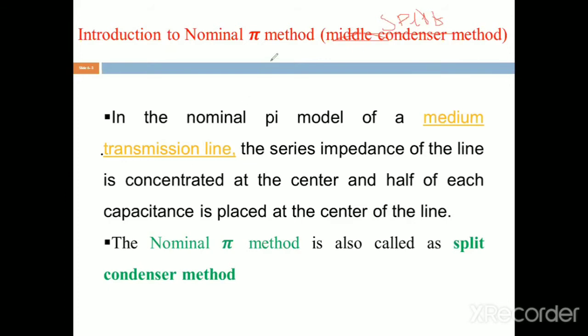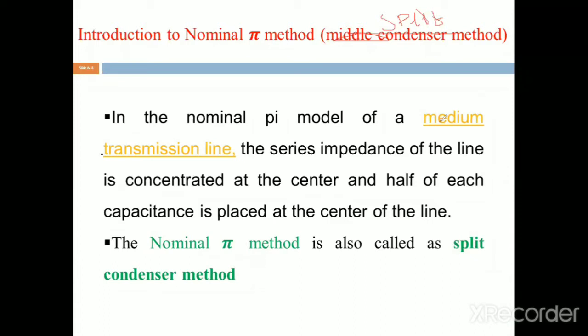By using this method, we find out the efficiency and voltage regulation. Why is it called the split condenser method? Because the capacitance value is split. That's why it is called the split condenser method.